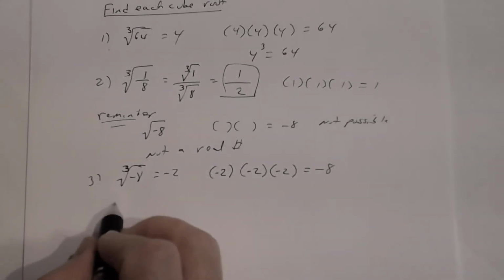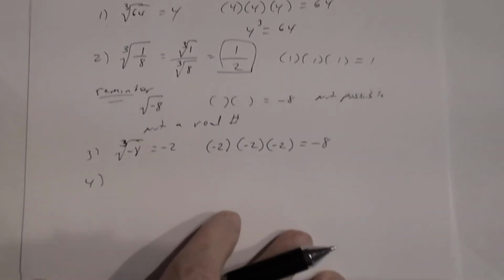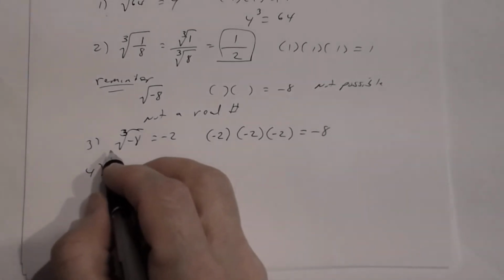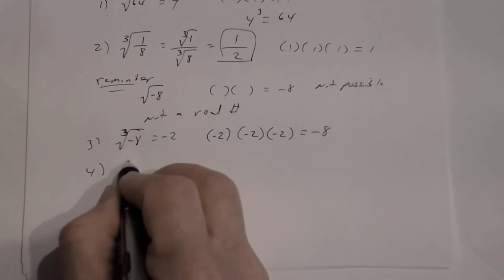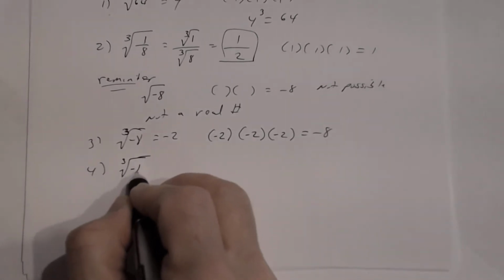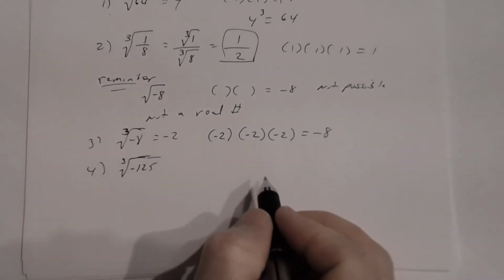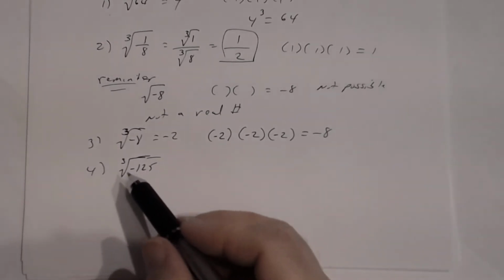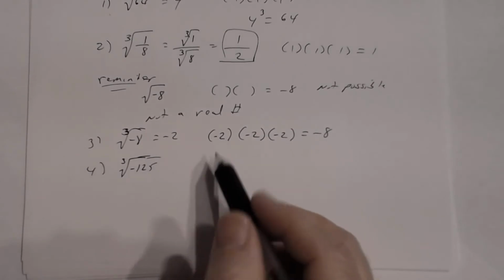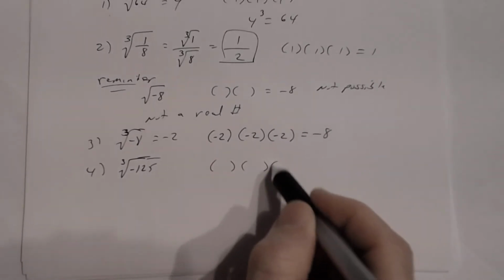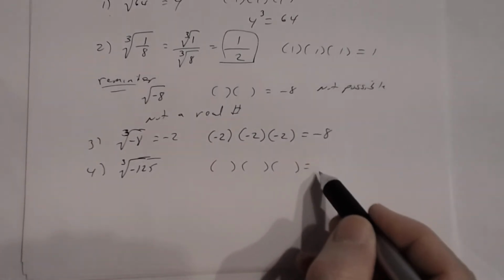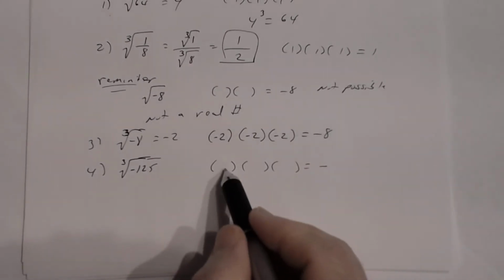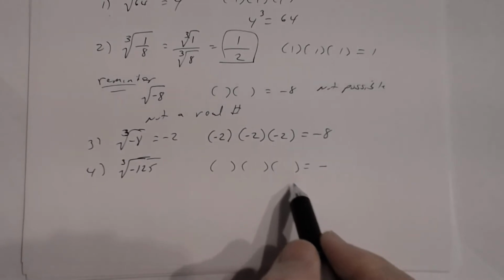Let's look at number 4. Let's suppose we had the cube root of -125. First of all, I'm going to ask you, is this a real number or not a real number? I'm taking the cube root, right? So I know that if I multiply some real number by itself 3 times, I can get a negative number, because a negative times a negative times a negative is a negative.